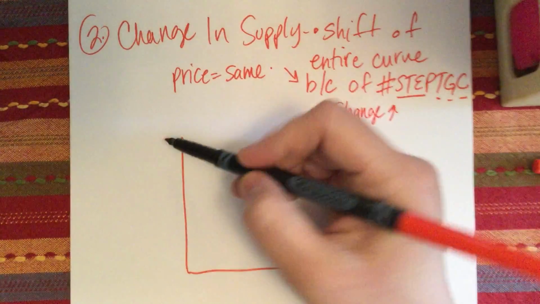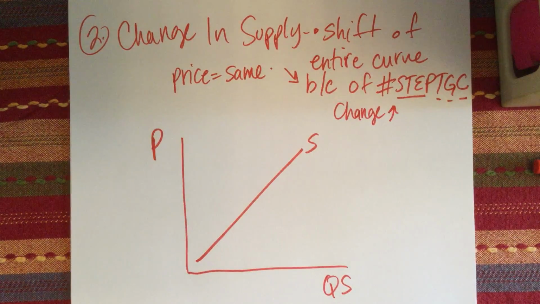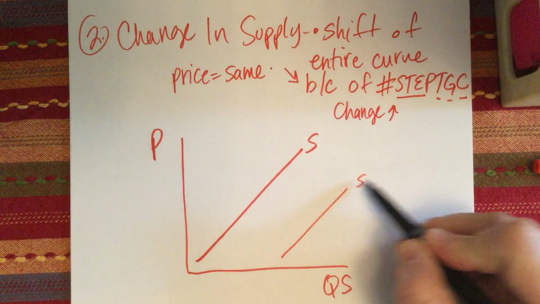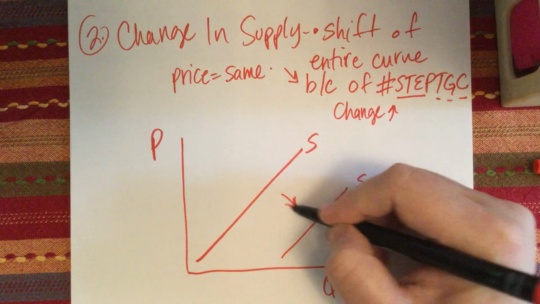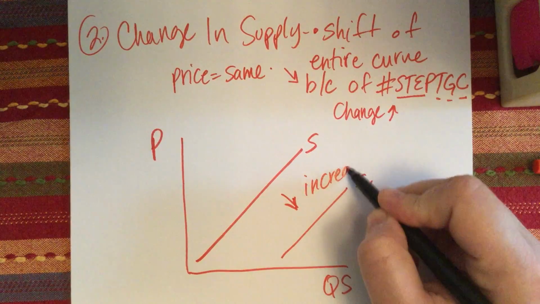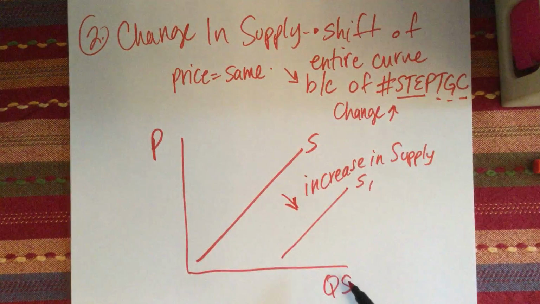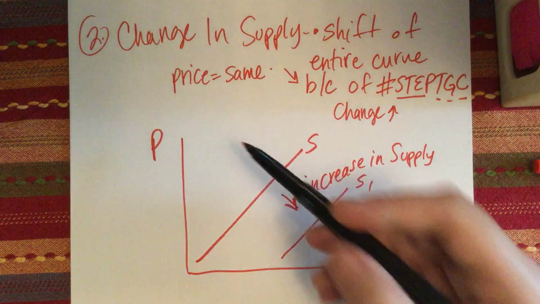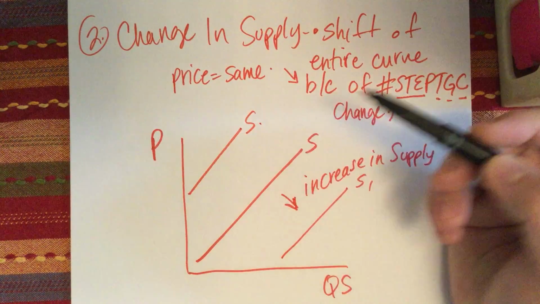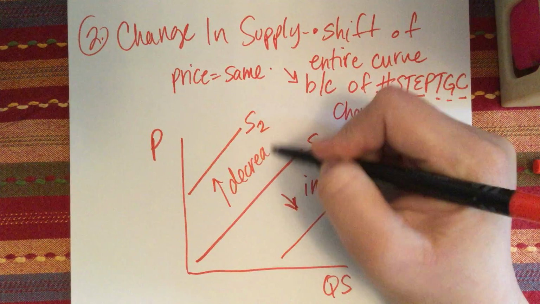Here you have quantity supplied on the X, here you have price on the Y, and you have this upward sloping line that we're going to call supply. Because of some non-price determinant, and I'm going to go over that in the next video, an increase in supply is going to be a shift to the right. This is a shift to the right, and this is an increase in supply. Some students get confused, thinking that a shift to the left is going to be an increase, where it is actually a decrease.